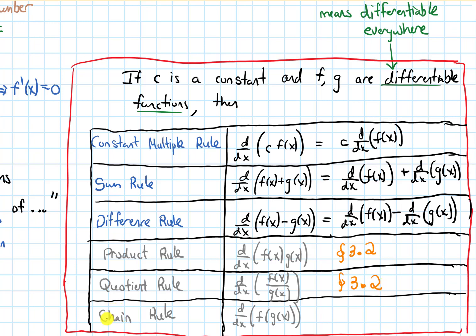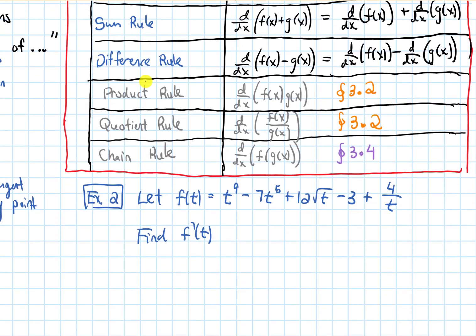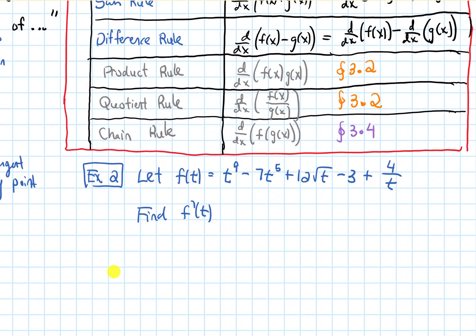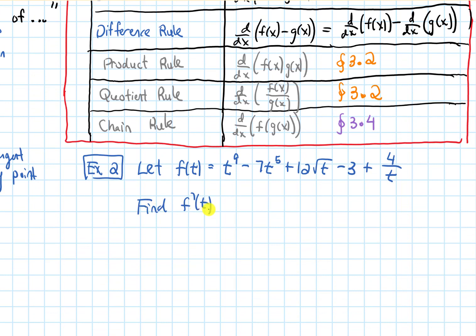And we'll later see what's called the chain rule, which is for the derivative of a composition of functions, when you have a function inside of another function. So this is for something of the form f of g of x, and we'll talk about the chain rule in section 3.4. But for right now, let's do another example where we apply these. So the example has this function, f of t, and we want to find the derivative of it.